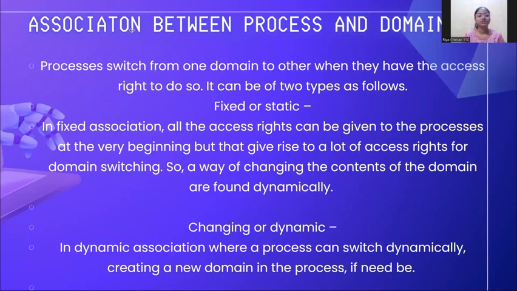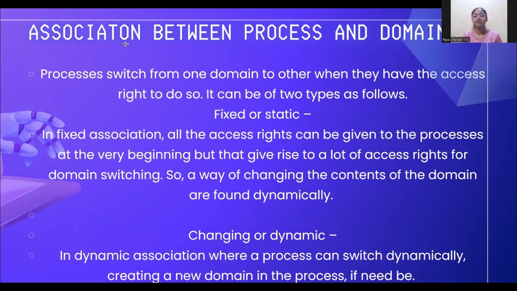Next, association between process and domain. Processes switch from one domain to another when they have the access right to do so. It can be of two types, such as fixed or changing. In fixed association, all the access rights can be given to the processes at the very beginning, but that gives rise to a lot of access rights for the domain switching. So a way of changing the contents of the domain dynamically was found, changing or dynamic. In dynamic association, a process can switch dynamically, creating a new domain in the process if needed.